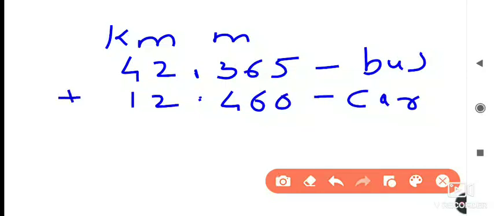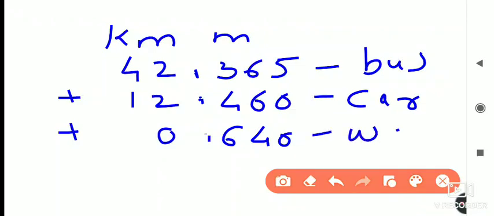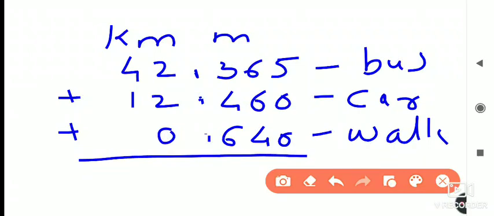And at last, how many meters did he walk? 640 meters. 640 meters. What will it be in kilometers? It will be empty then. So 0.640 kilometer he walked. Okay, so you have to do the addition of all this.